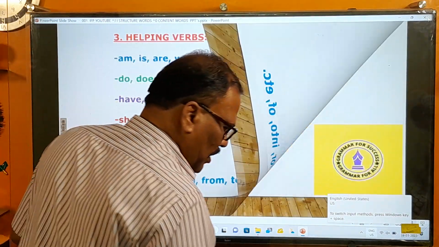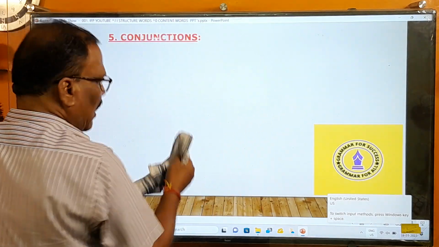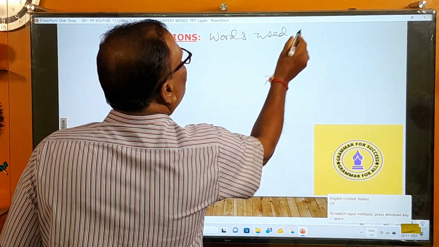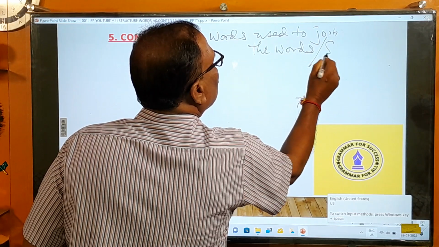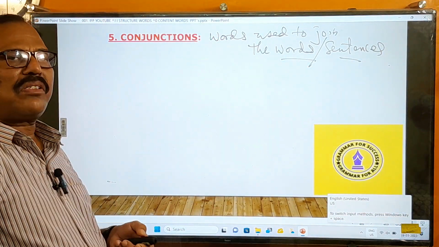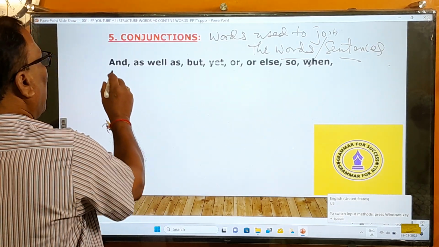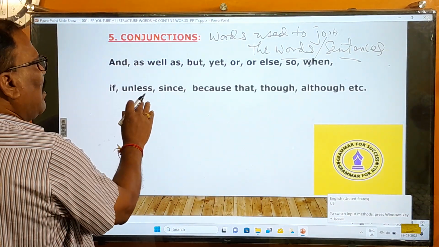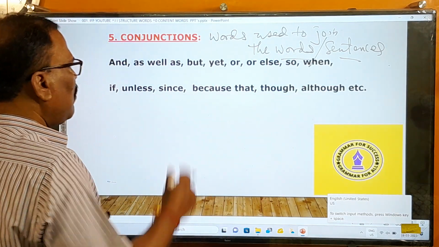Let's go to the last kind of words, conjunctions. What are conjunctions? Words used to join words or sentences are called conjunctions. Here are and, as well as, but, or, also, when, if, unless, since, because, that, though, although, etc.